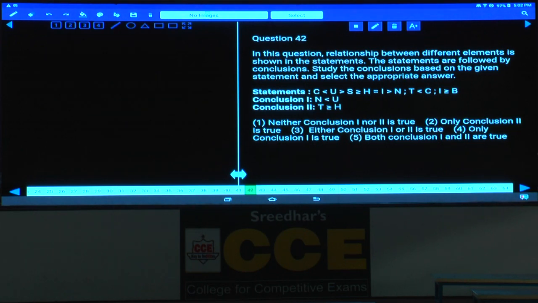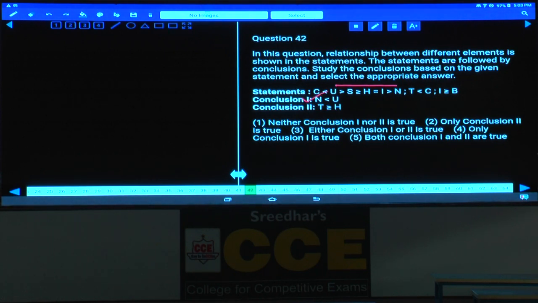Questions 40 to 46 are all based on coded inequalities. Now the relation between N and U. U is here, N is here. What is the symbol which is common? Only greater than is common. That is, U greater than N is true, N lesser than U is also true.